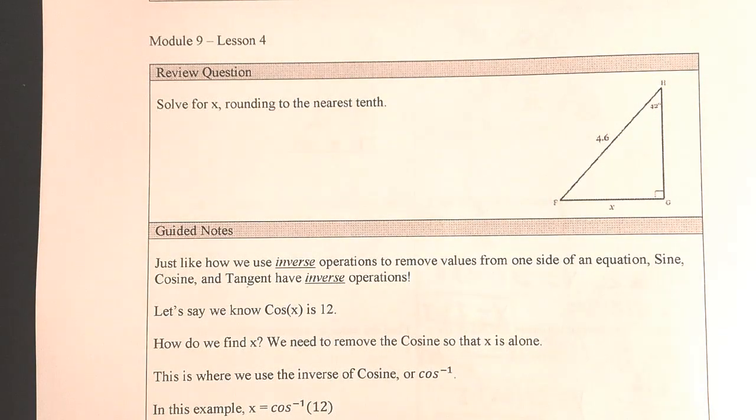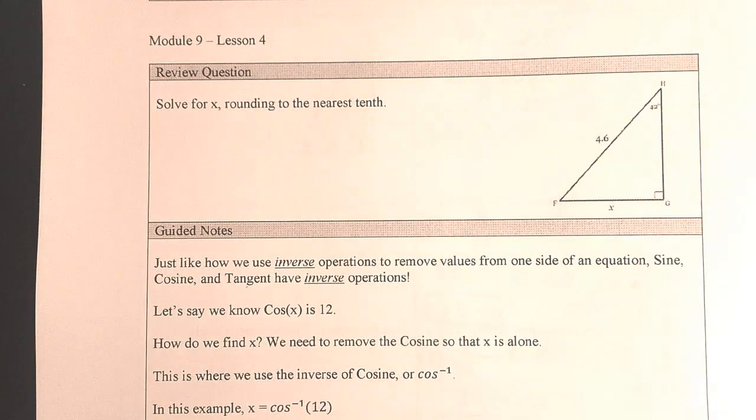In this video, we're going to cover Module 9, Lesson 4. This is Part 2 of Intro to Trig. So we were talking about finding the missing side using the angle. It was the previous video, previous lesson.